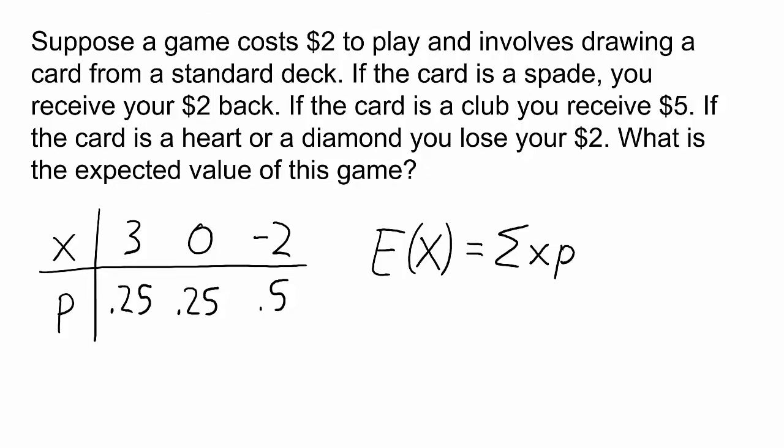So we'll multiply 3 times 0.25, which gives us 0.75, plus 0 times 0.25, that's 0, and then -2 times 0.5, so that's a -1. So we'll add those three together, and what we get is -0.25, and that's the expected value of our game.